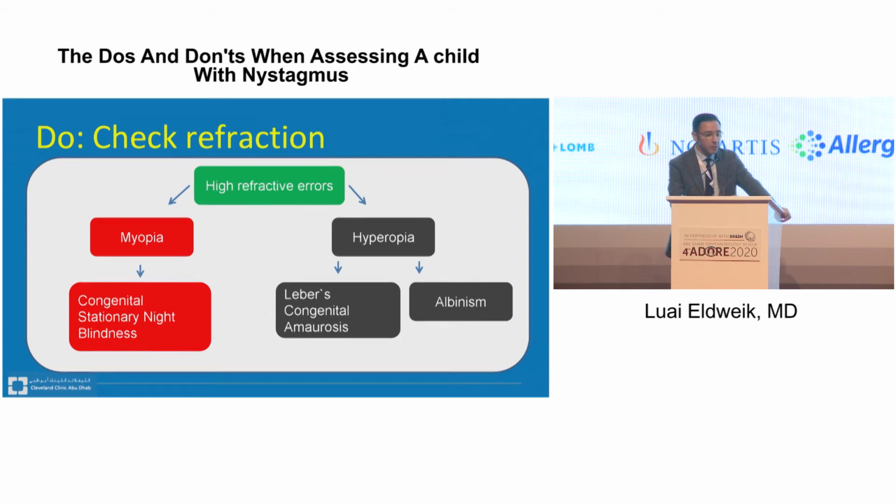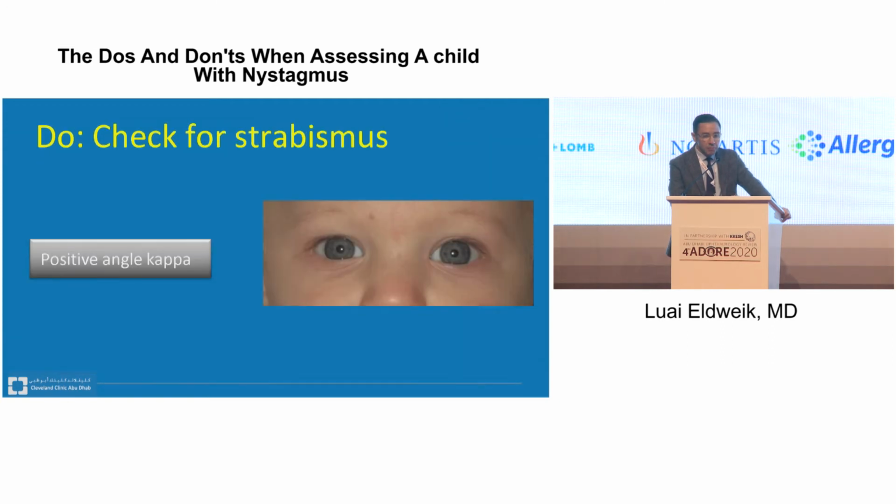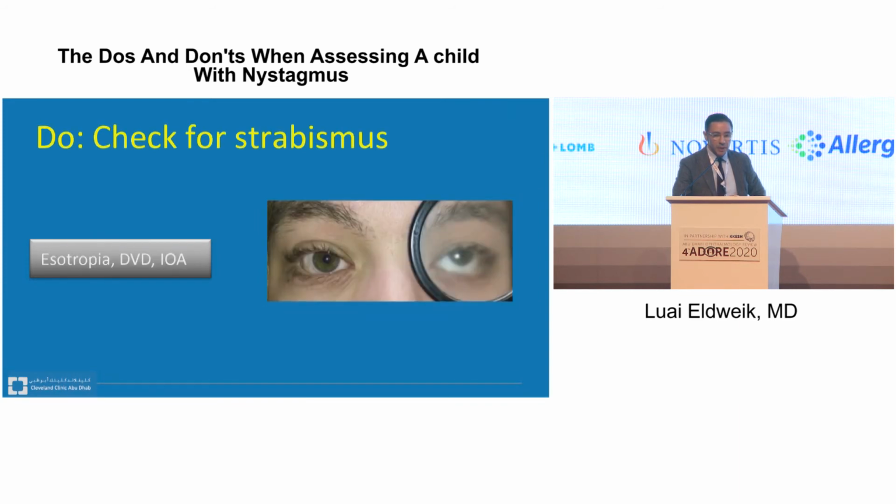If you have a patient with myopia, start to think about congenital stationary night blindness and other differentials. Hyperopia: start to think albinism and Leber's congenital amaurosis. Check for strabismus; a positive angle kappa, you start to think about albinism. So shine a light with a muscle light, look at the reflexes, and think about albinism.